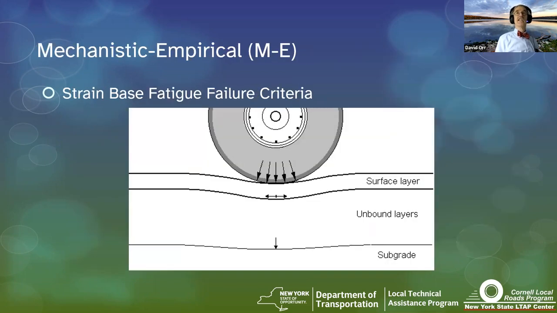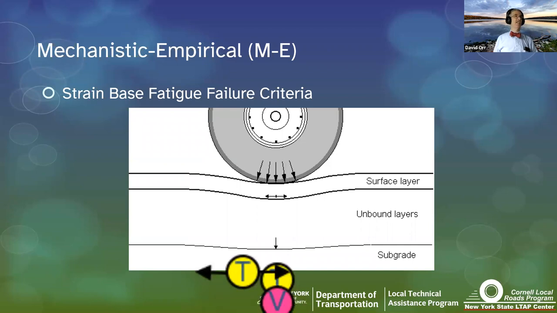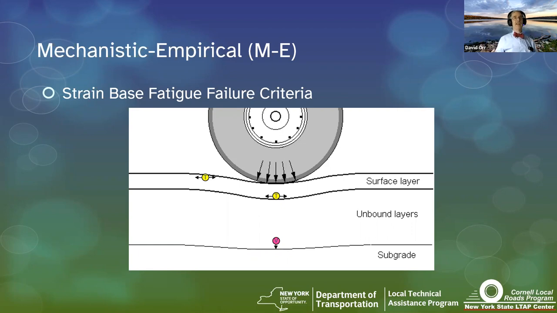And then the final technique is this new, more modern thing called mechanistic empirical. It's a strain-based fatigue failure criterion where we look at the amount of bending, the amount of strain, and the amount of failure. And again, the most common ones we look at are the tension in the asphalt and the vertical or rutting failure on the subgrade.